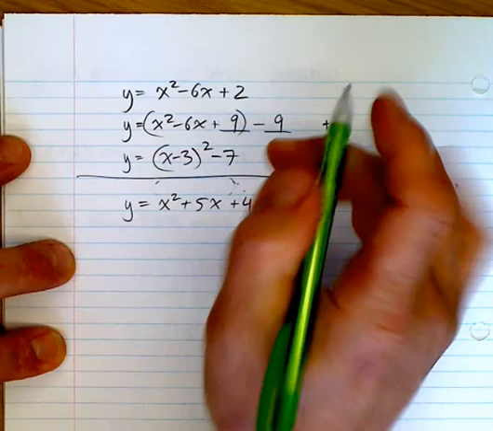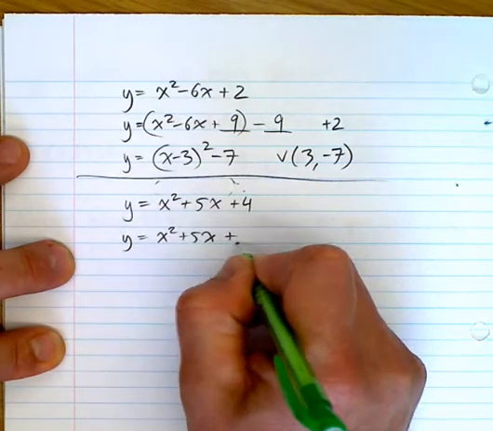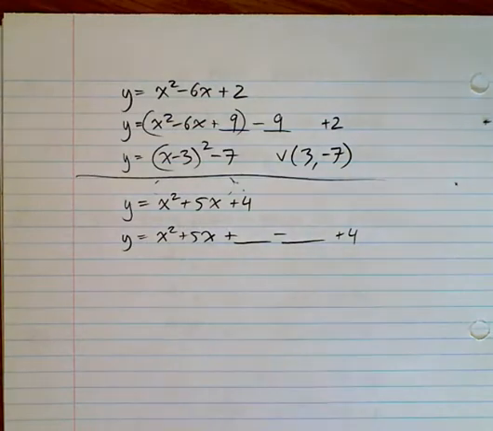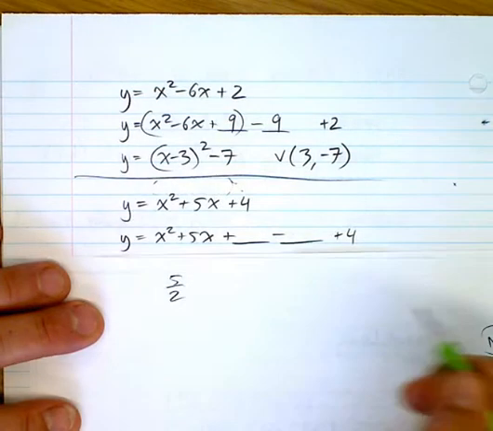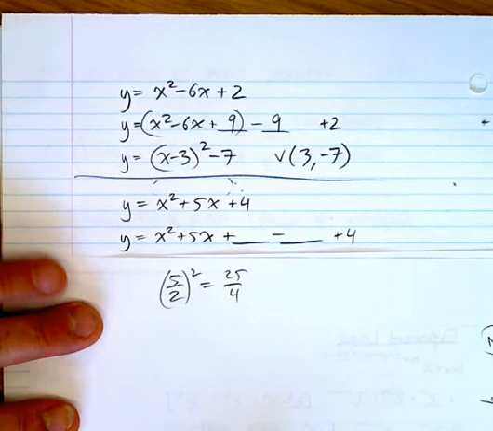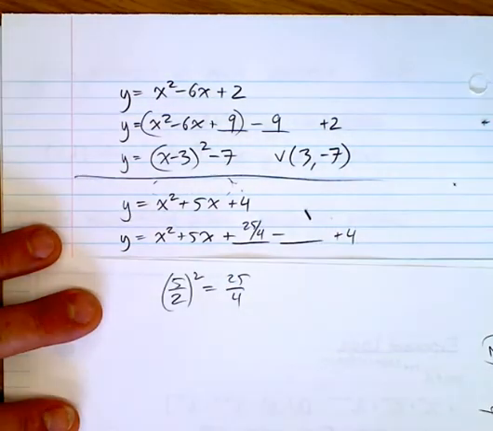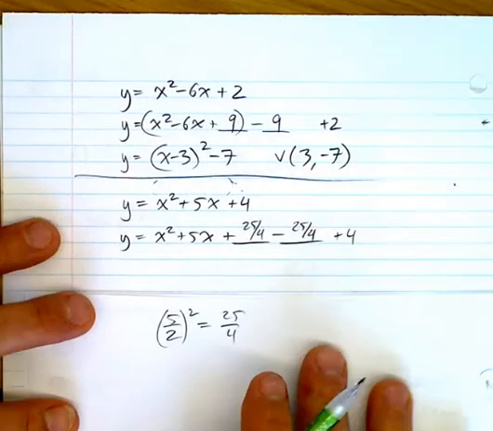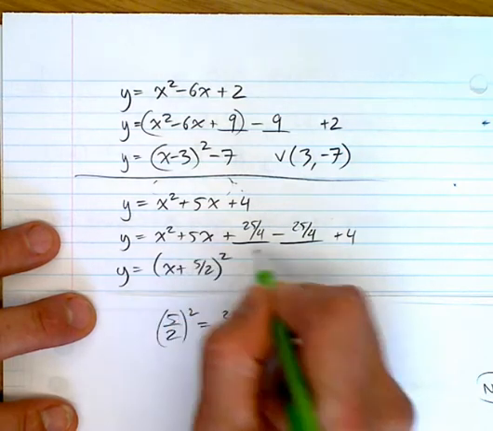So the process is this, same thing: x squared plus 5x plus a number, minus a number, plus 4 on the outside. Now, what's half of 5? Half of 5 is 5 halves. 5 halves squared is 25 over 4. So 25 over 4 is what goes here. Whatever you add, you have to subtract 25 over 4. The idea is that you get x plus 5 halves all squared.